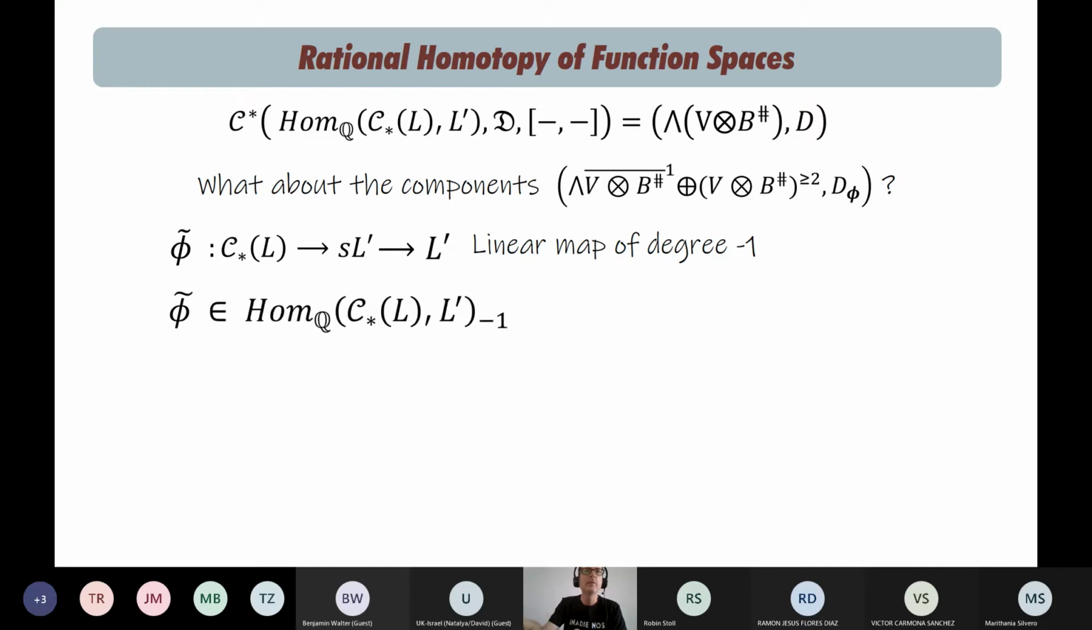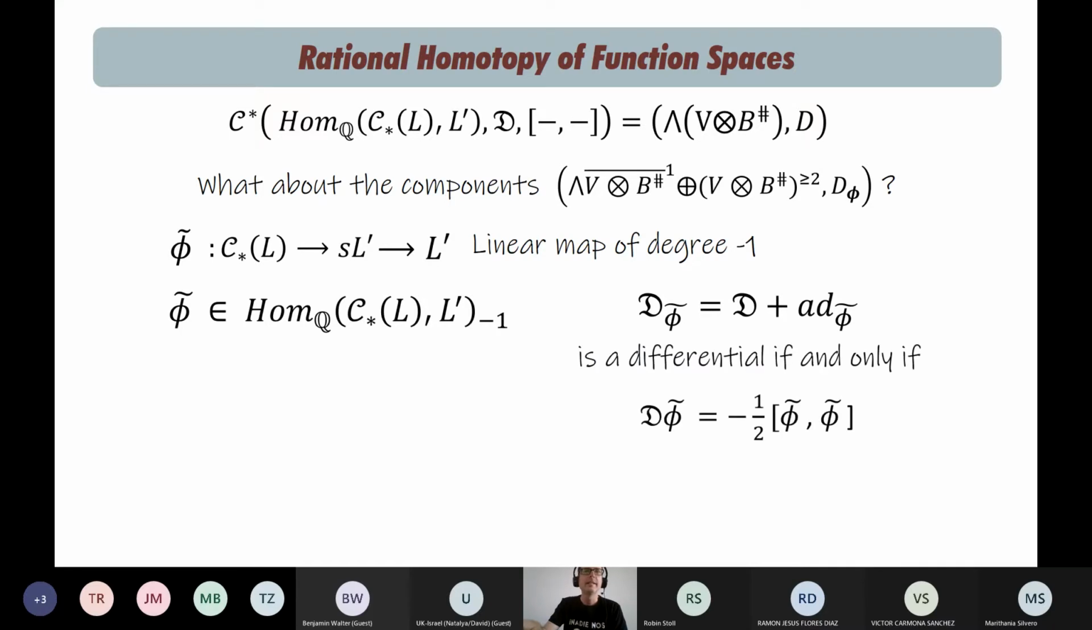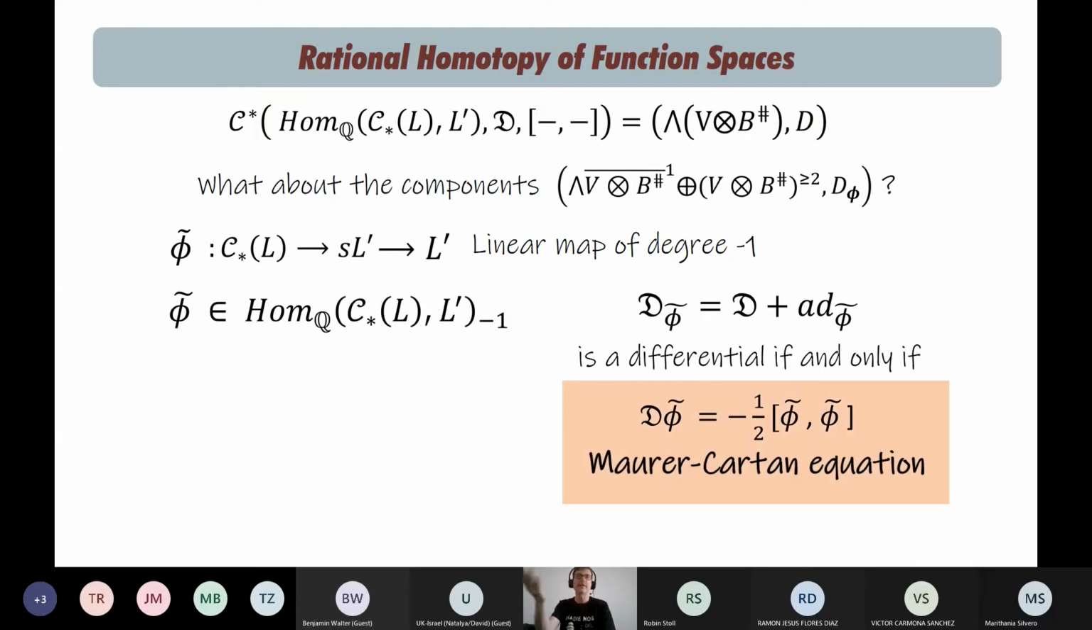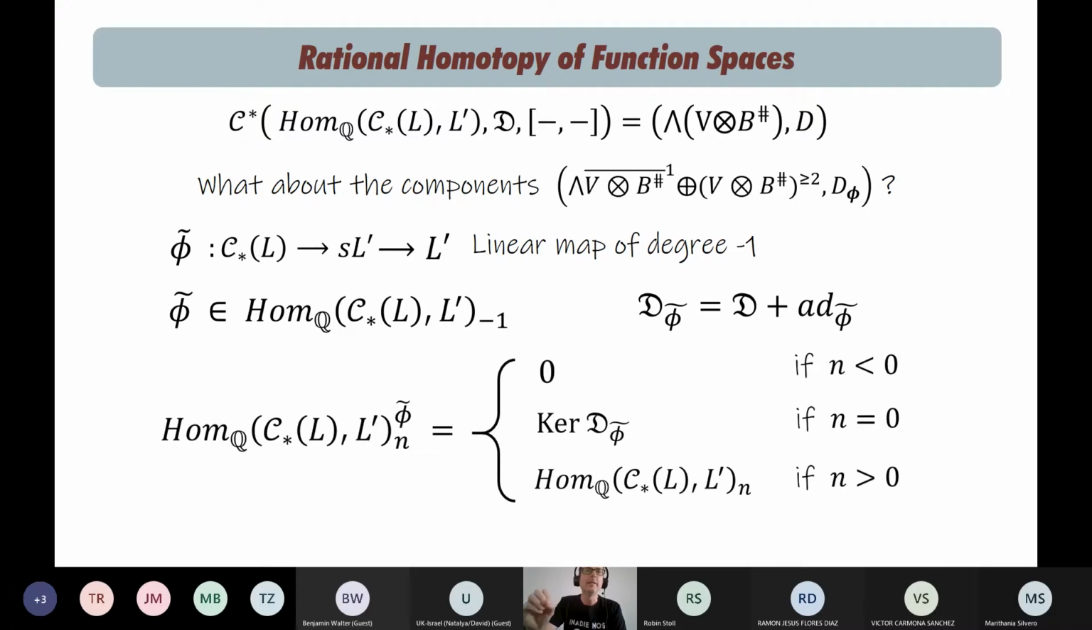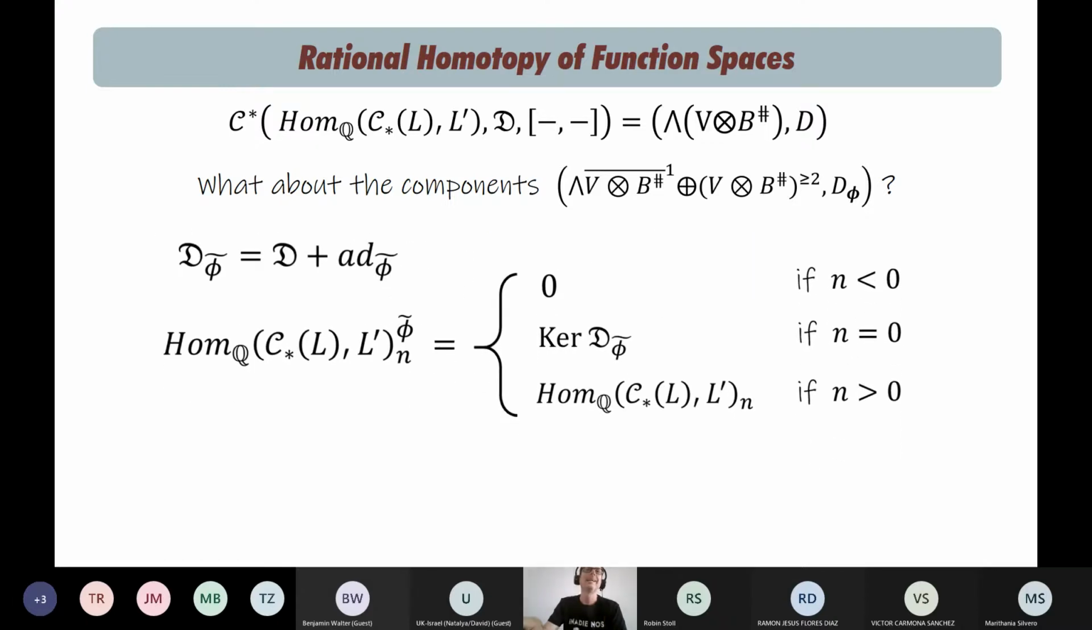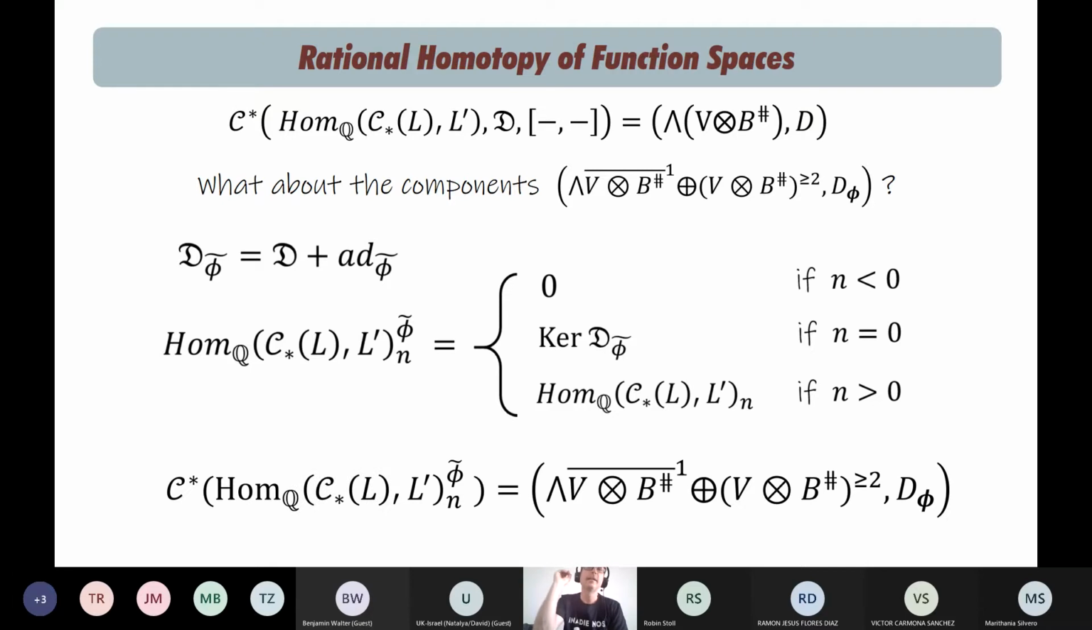We can now define a new differential, perturbing the original differential by the adjoint of this element. But this is a differential if and only if the degree -1 linear map satisfies this equation, which is called the Maurer-Cartan equation. So we can now consider the vector space truncated in negative degrees, taking the kernel in degree 0, and this DGL, which is positively graded with the perturbed differential, is in fact a Lie model of the components.